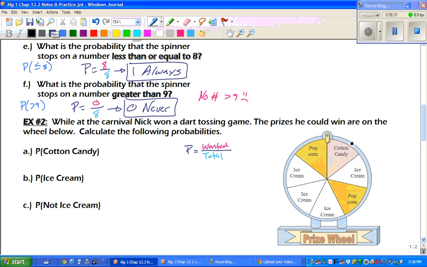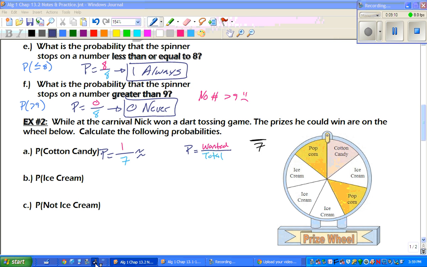And when we figure out the total, all we gotta do is count these. So we got 1, 2, 3, 4, 5, 6, 7. Okay, so the total for all of these is going to be 7. Now, let's take a look. How many cotton candies are on here? I only see that guy right there. Okay, so the probability of getting a cotton candy is going to be 1 out of 7. Okay, and we can't reduce that.